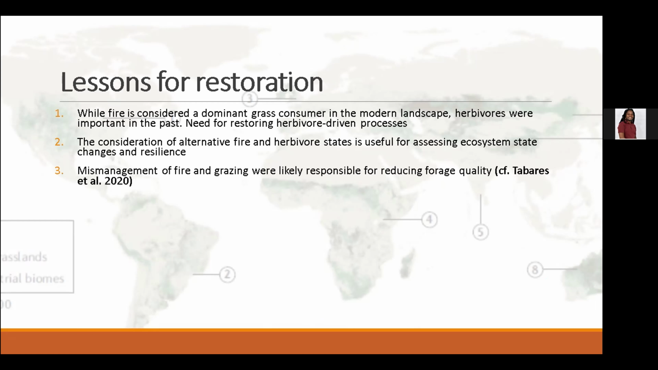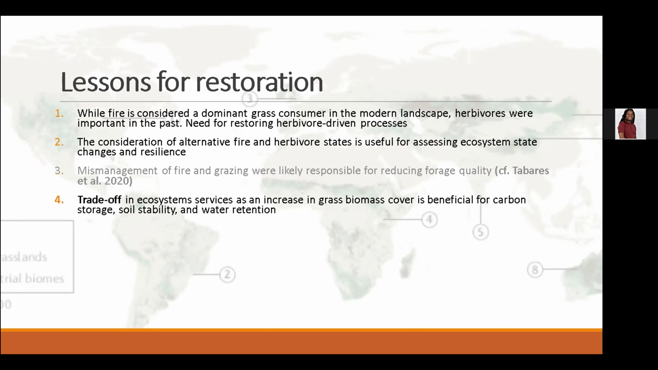One of the things that we see is that mismanagement of fire and grazing is one of the key factors that reduce forage quality. This can happen over short timescales, like Tavares et al. showed in a core in Namibia for the last 200 years. But here we're showing, even in a much longer record, that mismanagement can persist for a long, long time.